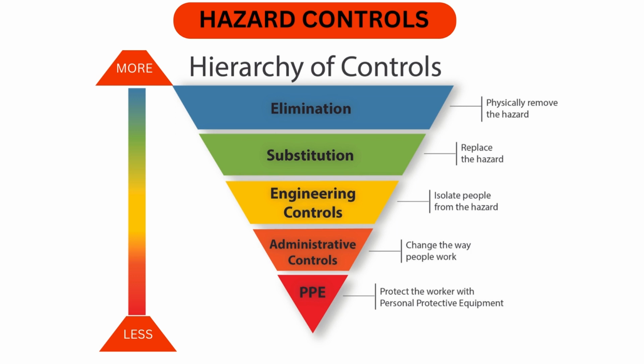For example, suppose many people are working in parallel on certain jobs. In such a case, instead of parallel work, you can allow one team to do the work on one job. Then last is PPE. PPE is used when all the above, elimination, substitution, engineering controls and admin controls, are not giving proper support. PPE protects the workers through the use of protective equipment.